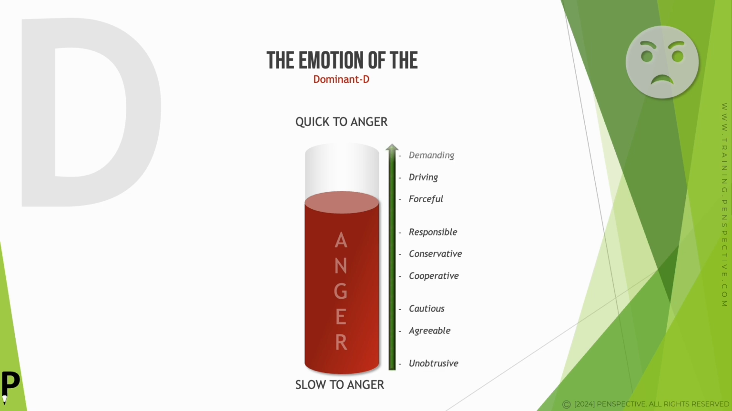Essentially, the higher the D factor, the more pronounced and frequent the outbursts of anger tend to be. Observing the intensity of someone's anger provides a rapid assessment of whether their D factor is dominant or low. This insight enables us to better understand and interact with individuals based on their predominant behavioral tendencies.